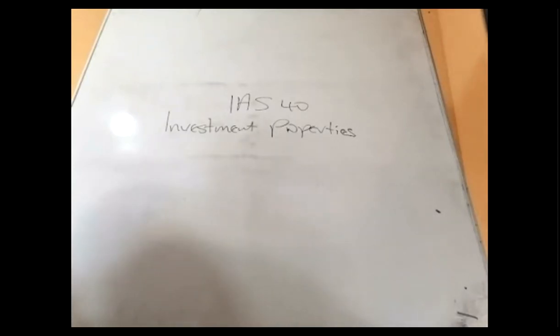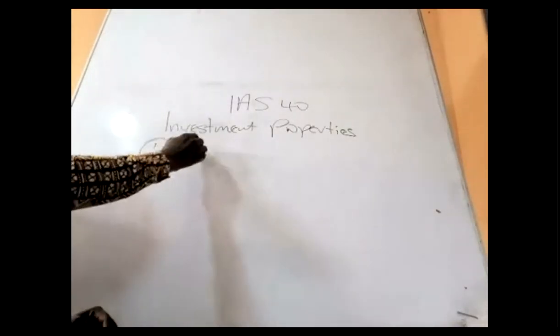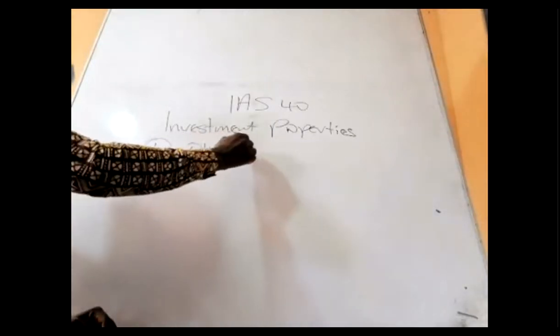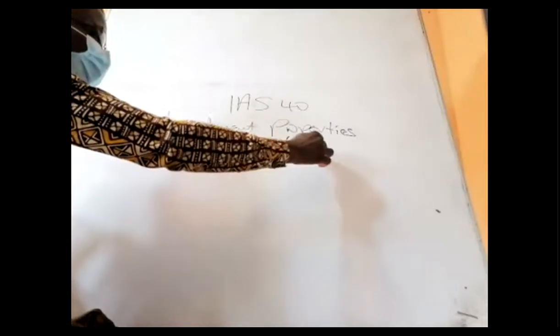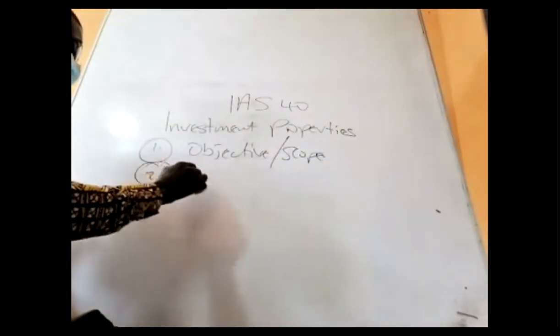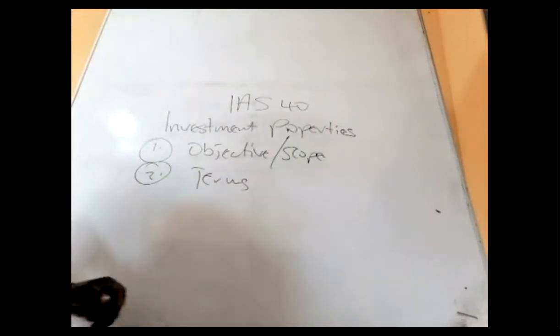Investment properties. Now, what happened is this. You should know about 5 items under this, as usual. Number 1, you know the objectives and scope of this standard. Number 2, some terms. Basic definition of some terms.